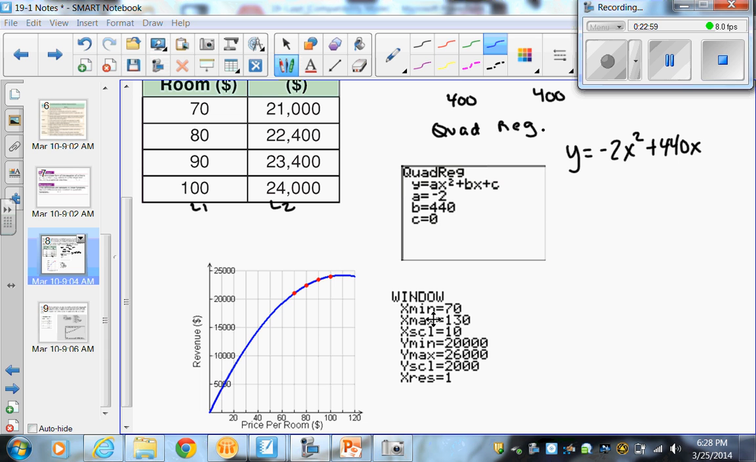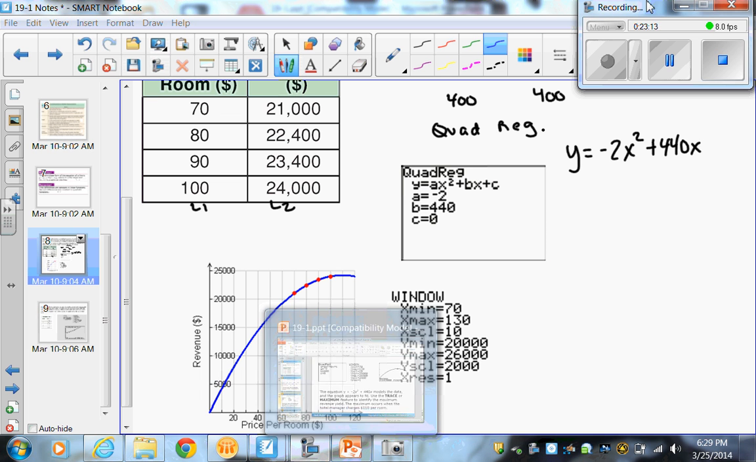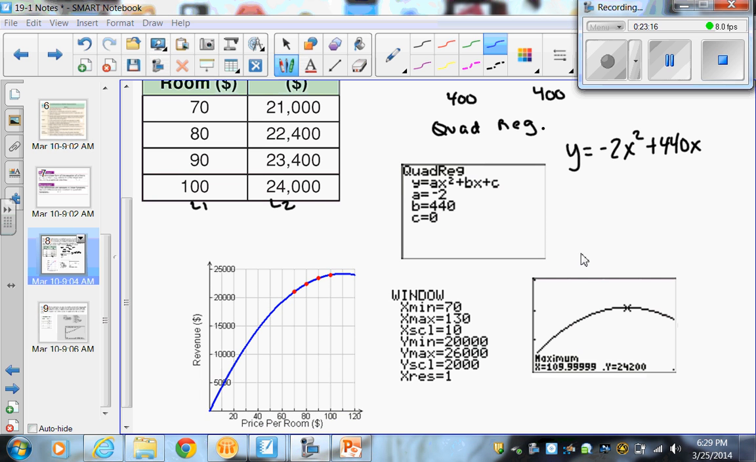Now, before you do this, what I want you to do is hit your window button and change your window to where it looks like this so that you can actually calculate your maximum. Then when you do that and you go to calculate your maximum, your screen should look like this. So we know that my maximum is at x equals 109.99, and that his maximum profit is 24,200.